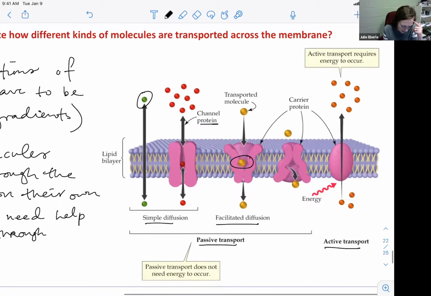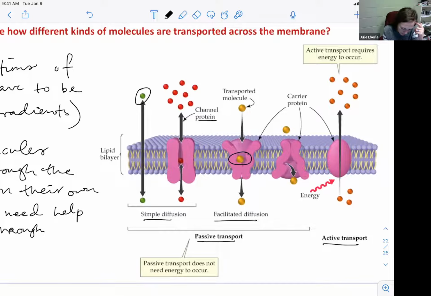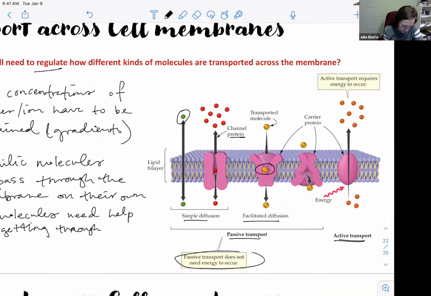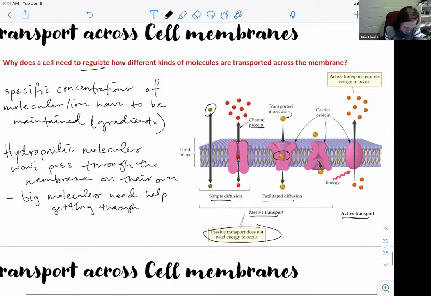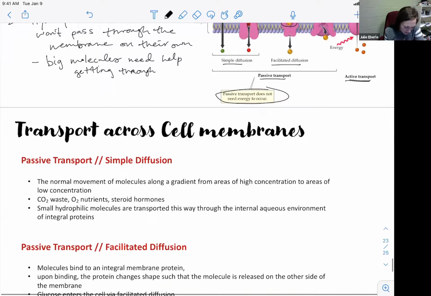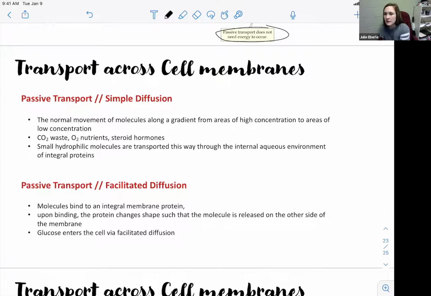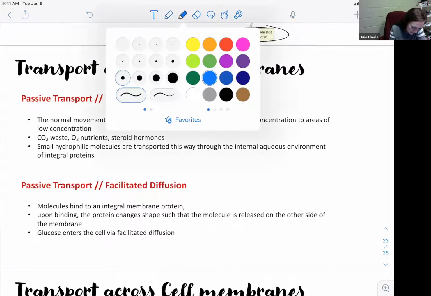So that's facilitated diffusion. And then some of them require energy. Okay, that's active transport. Some of them won't get through. That'd be like a big molecule coming through. It just won't get all the way through unless we apply some energy to help it through. Okay, and that's active transport. Passive transport does not need energy. Active transport does need energy. So what kinds of molecules might we see using each kind of transport? Actually, I'm just going to highlight some of this.